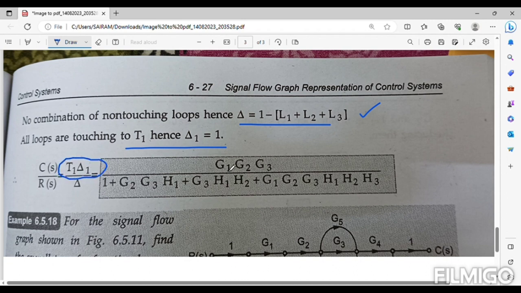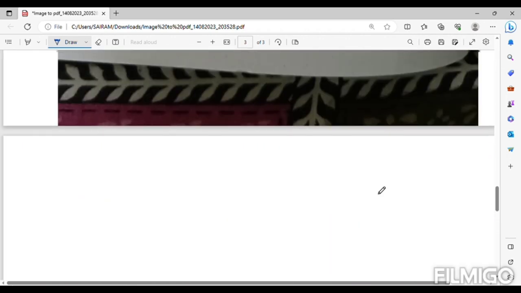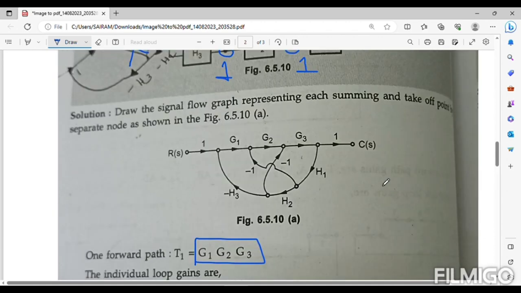Now C of S by R of S is nothing but T1 delta 1 by delta, which is G1 G2 G3 divided by 1 plus G2 G3 H1, that is the very first one, L1, and this is G3 H1 H2, and this is G1 G2 G3 H1 H2 H3, which is L3. So this is the solution for today's problem, and please do watch this without fail.